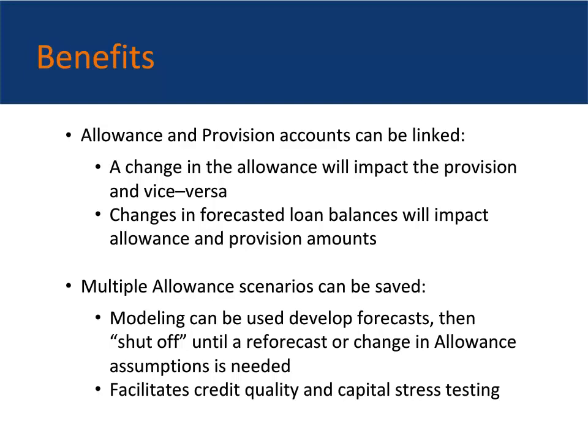Regulations require a quarterly analysis of the adequacy of the allowance for loan loss. If that analysis should indicate a need for adjustment, you can easily develop and save a revised model, apply it, then turn it off until a later review indicates another change in the future. Different scenarios can also be developed for credit quality or capital stress testing. There's no limit on the number of scenarios you can develop, and there is no need to start from scratch. Just modify an existing scenario and use the Save As function.